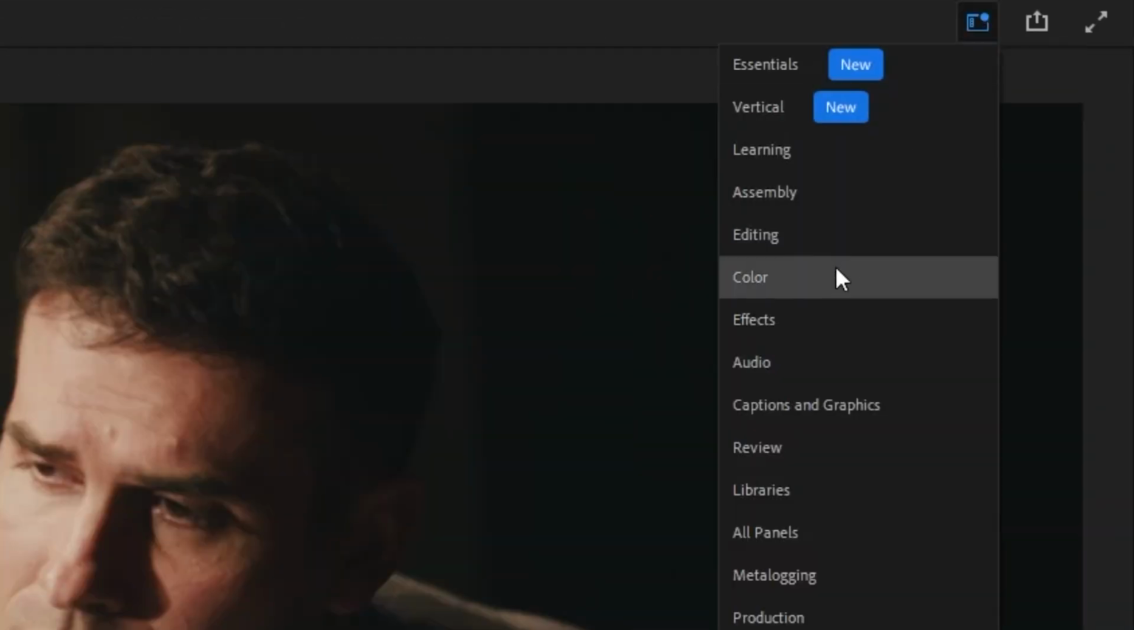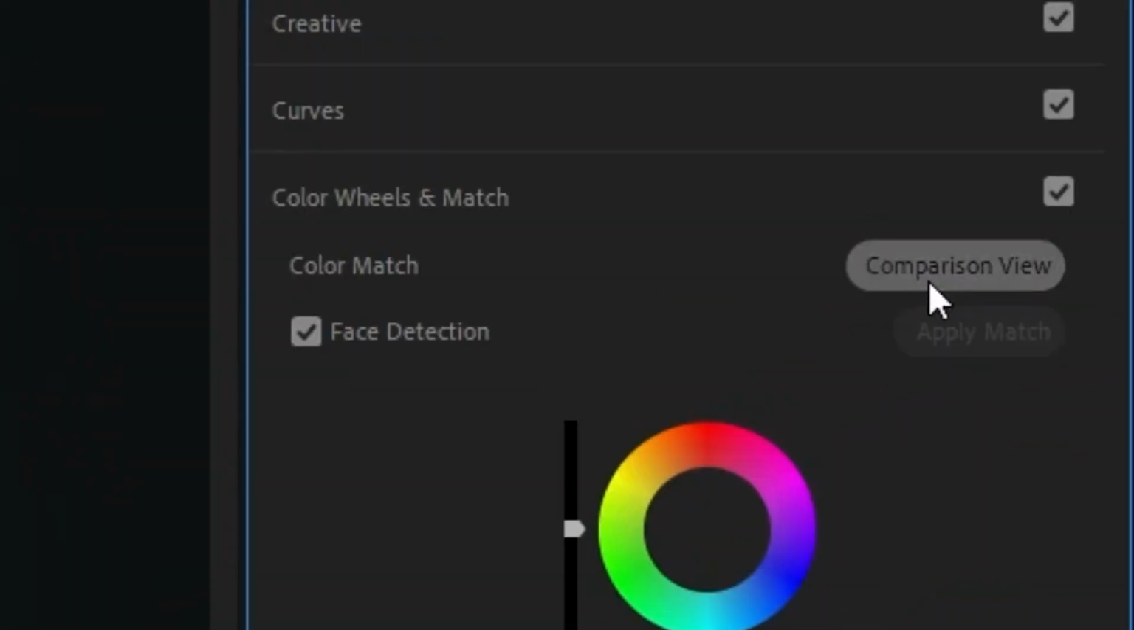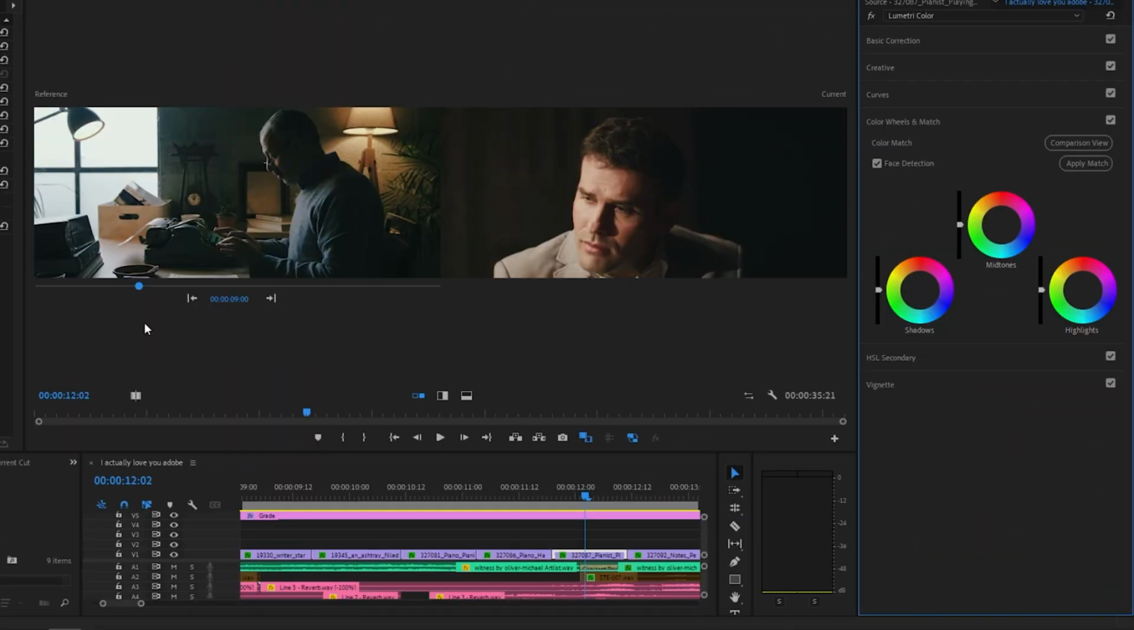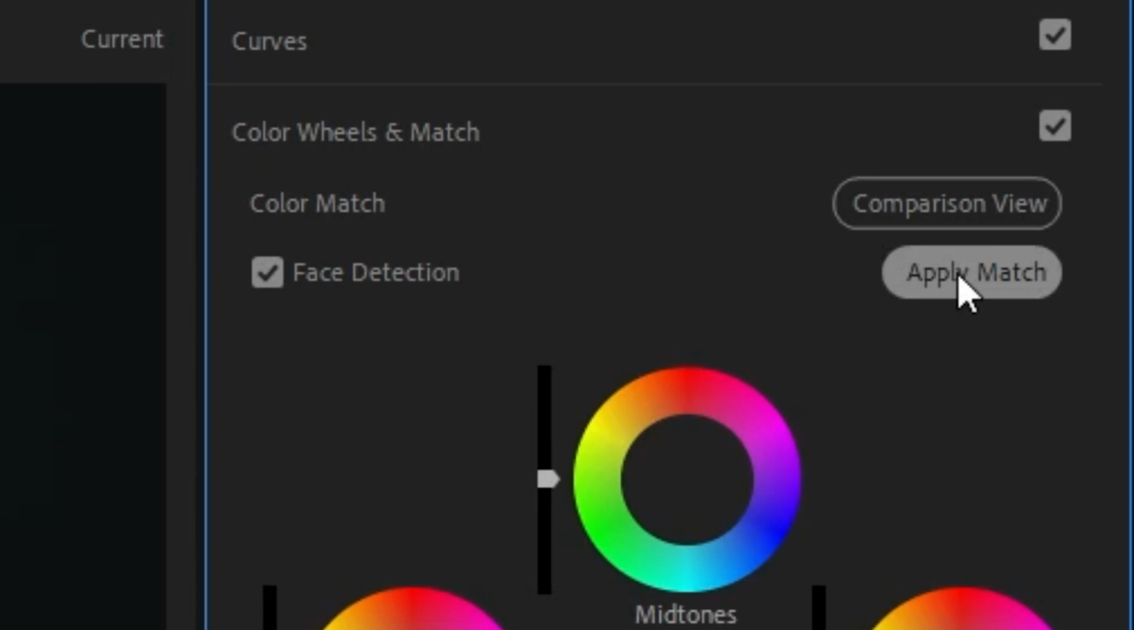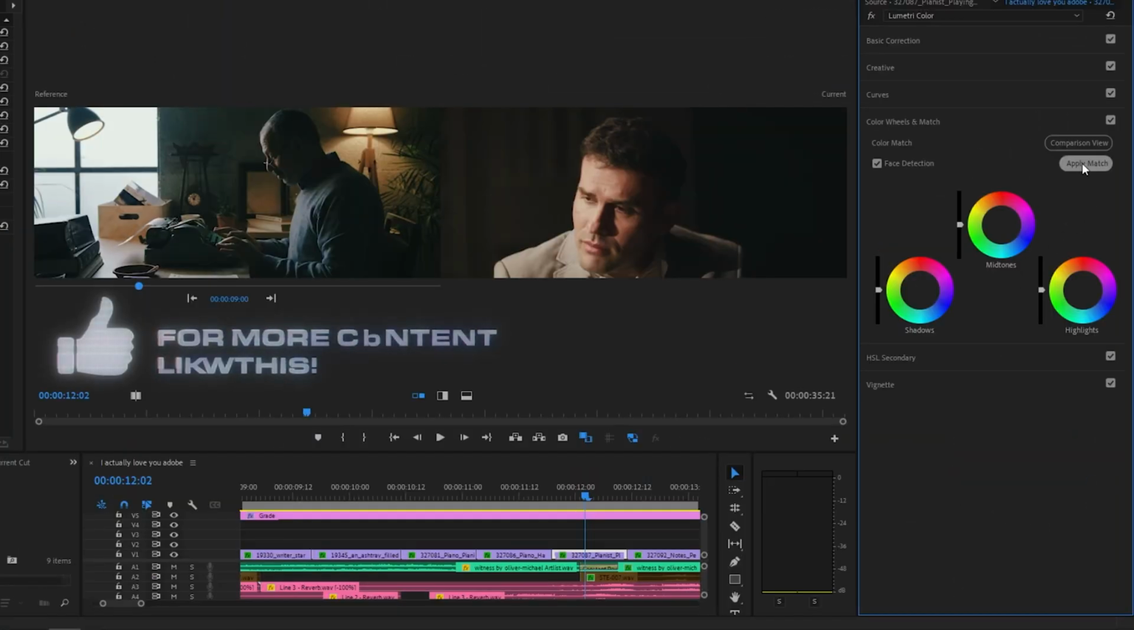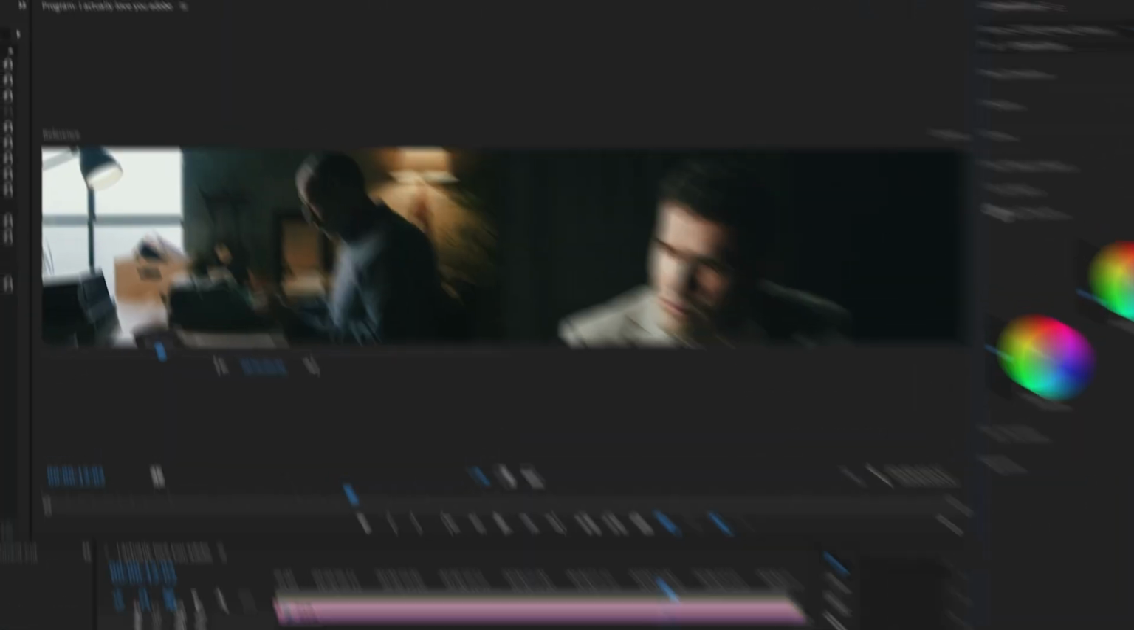Check this out. Open Lumetri Color, go to Color Wheels, click on Comparison View so that you have a reference frame that you want to match your shot to, and then smash that Apply Match button the same way I'm sure you smashed the like button on this video. Boom, color matched, and we're done.